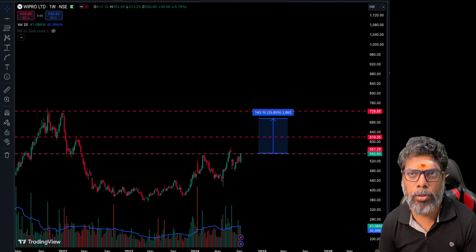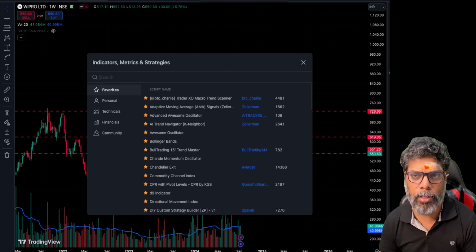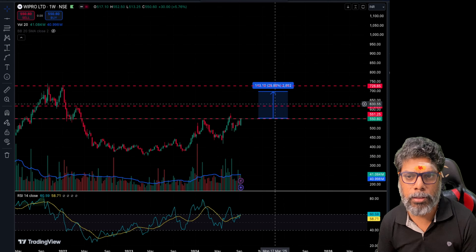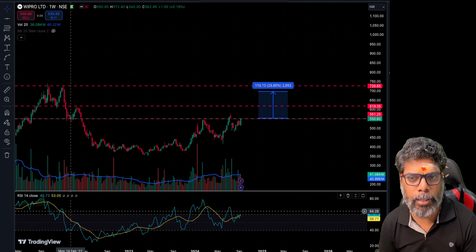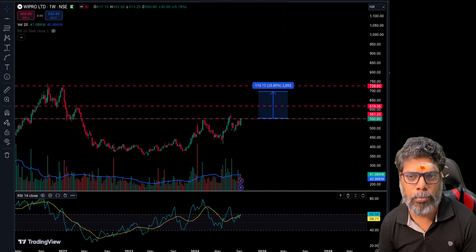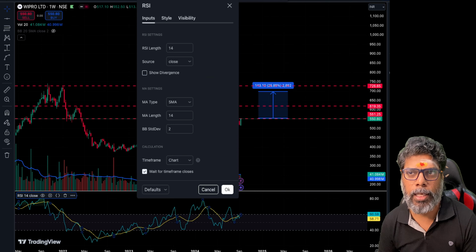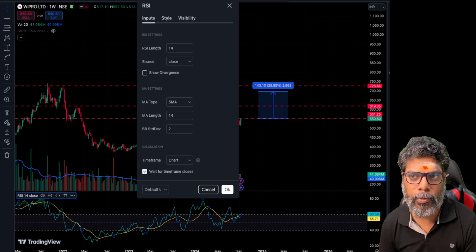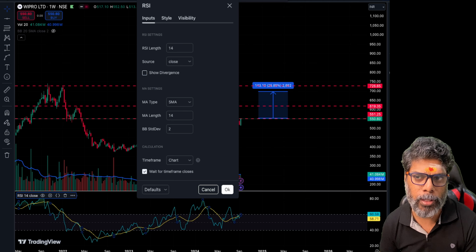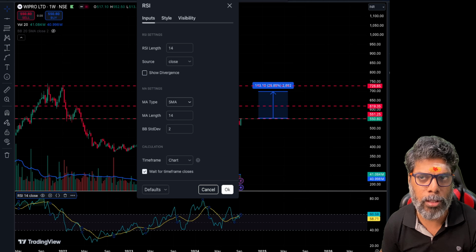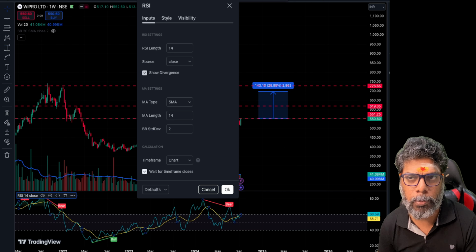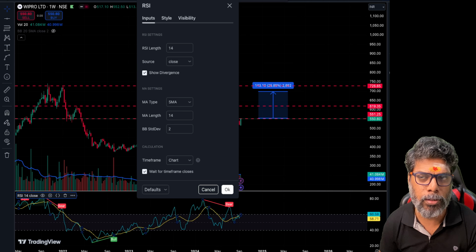In this, go to the indicators and pick the first thing, which is RSI. This is very important. You pick any RSI. I have added a moving average also into that, but you can have whatever you want. I have the RSI line which is 14, so keep 14 as the default, and I have a 14-day moving average. You can have this one also. And if you want to enable show divergence, it is also good to have.